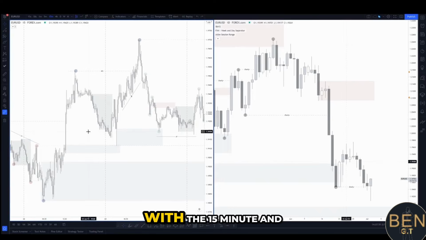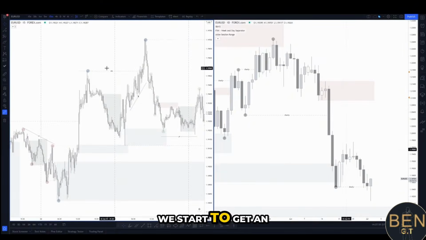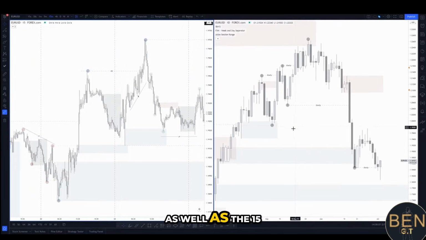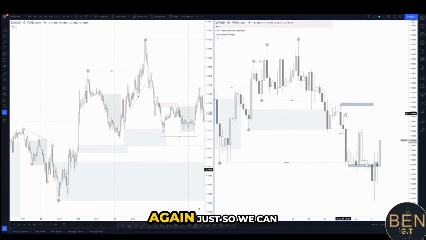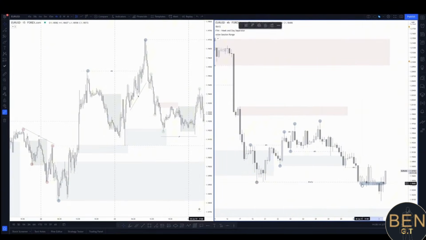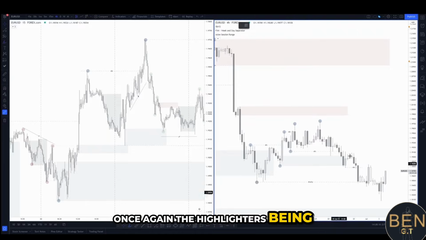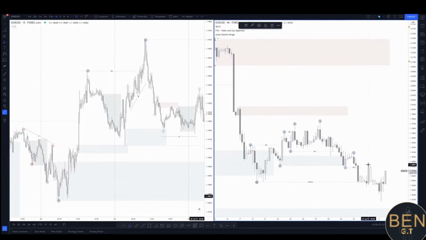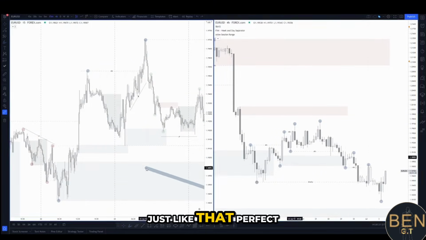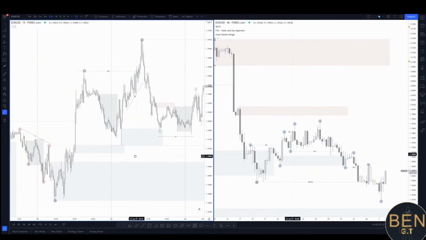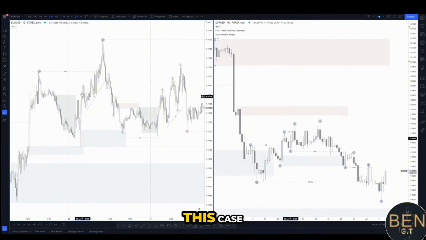But as we can see here with the 15-minute and the 4-hour, we start to get an alignment of market structure where we get this large expansion to the upside, and it creates the 4-hour swing high as well as the 15-minute swing high. And we'll just switch this chart back to the 4-hour again, just so we can see a little bit more structure. Once again, the highlighter's being funny with me. Just like that. And what we can see in this case, we then break structure to the upside.